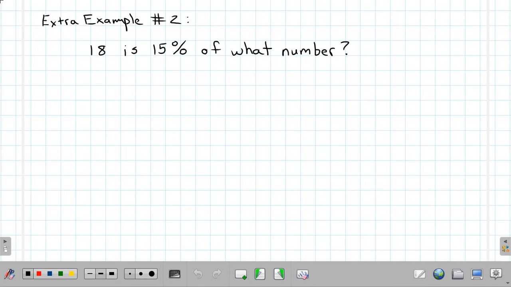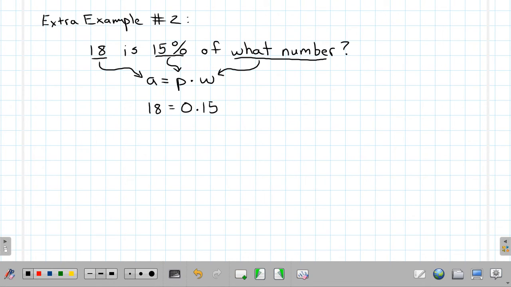Extra example 2: 18 is 15% of what number? Okay, so in this case, as always, start off with your equation. Once again, we know the 15% has to go in for P because it's the percentage. 18 is, so that tells us 18 is the part, of what number? Well, of what number means we're looking for the whole, okay? So in this case, we have 18 is equal to 0.15 times W. So W, we don't know what the whole is, okay?